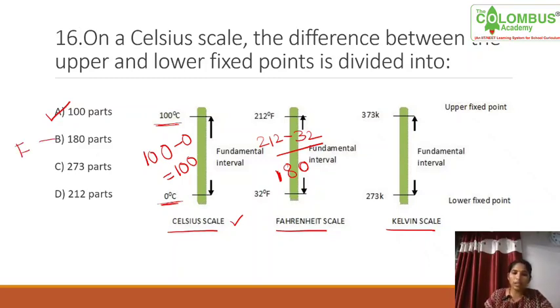273 parts, do we have any? Check here: 373 minus 273, that equals 100. So 100 is the answer. On the Celsius scale, the difference between the upper and lower fixed point is 100. In Fahrenheit, it is 180. And in the Kelvin scale, it is divided into 100 parts. There will be no 273 and no 212 parts.